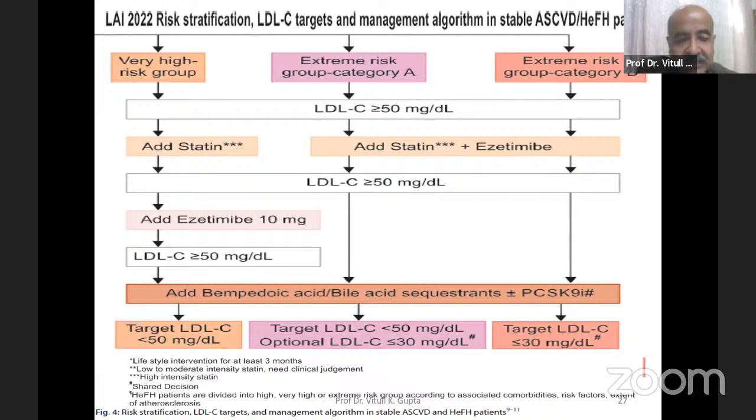So in the Indian population, from the mild risk group to the extremely high risk group, we have categories of less than 100 milligram per deciliter, less than 70, less than 50, and less than 30, depending upon the risk stratification. The goal has to be achieved. If not with statin alone, we need to add ezetimibe, bempedoic acid, PCSK9 inhibitor to achieve the goal. That is why we are moving from statin-based therapy to lipid-lowering based therapy, because the addition of non-statin drugs is extremely important to achieve the goal of less than 50 or less than 30 milligram percent of LDL-C levels. Next.